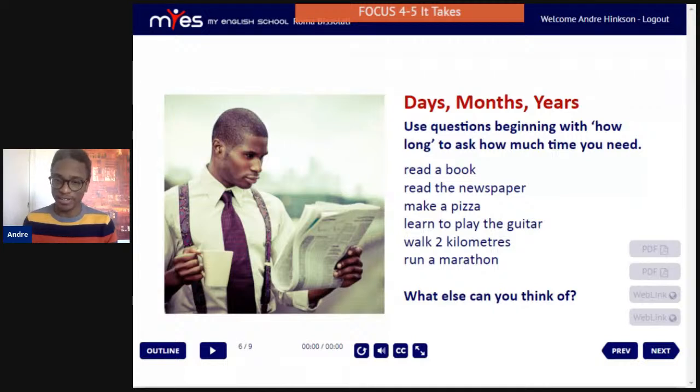Oh, Giovanna's a runner. Very good. So she knows her distances. Cool. So for 2 kilometers, it takes about 10 minutes, or it takes 10 minutes to walk 2 kilometers. Excellent. So we've got some professional marathon runners and walkers here.